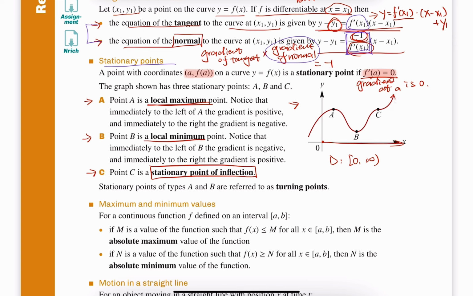So we cannot say the maximum is the local maximum. That's a huge difference between them. So the local maximum represents as A.